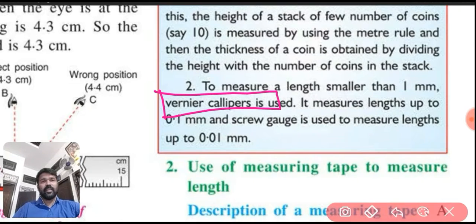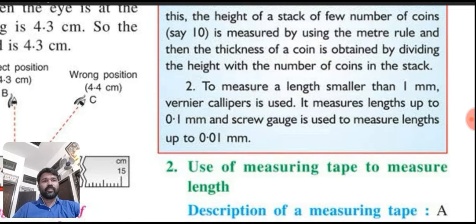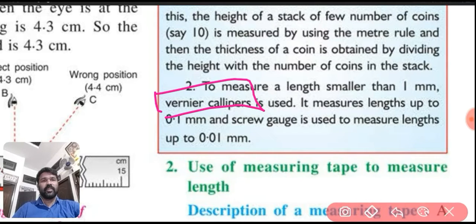Vernier calipers is used. It measures lengths up to 0.1 millimeter, and screw gauge is used to measure lengths up to 0.01 millimeter. Screw gauge. We use vernier calipers to measure 0.1 millimeter, and screw gauge to measure lengths up to 0.01 millimeter.